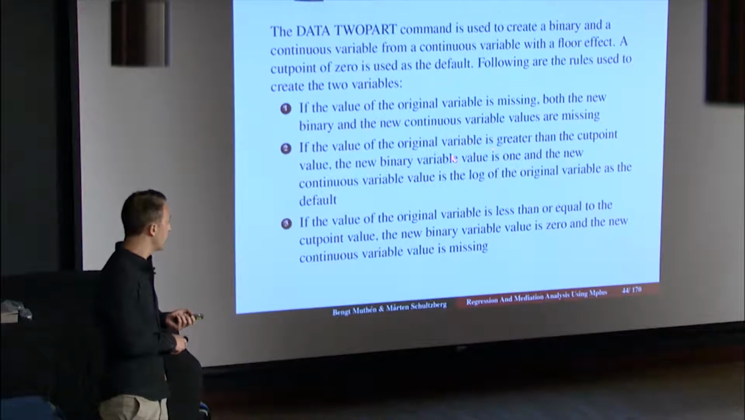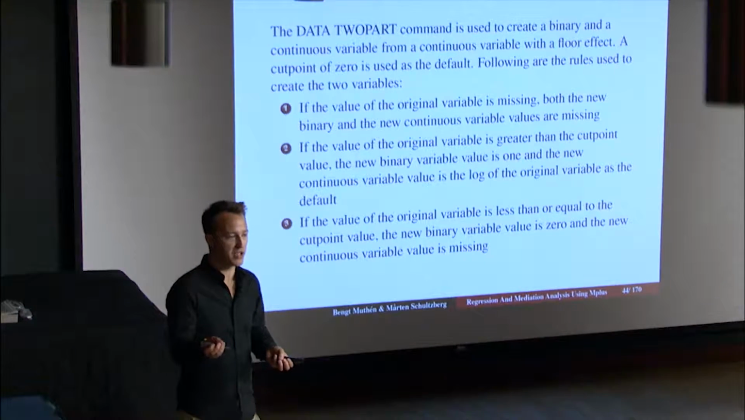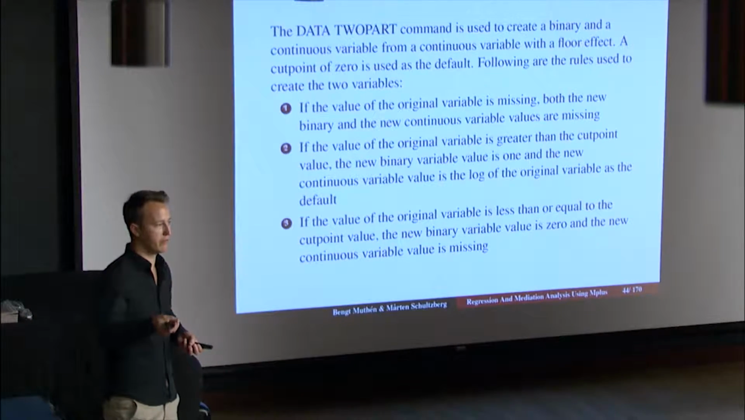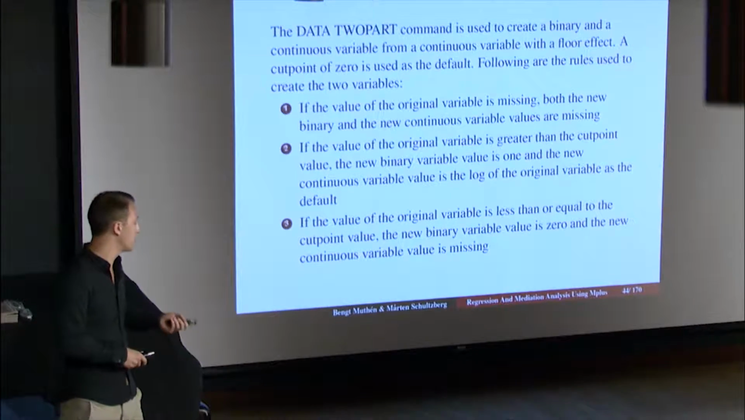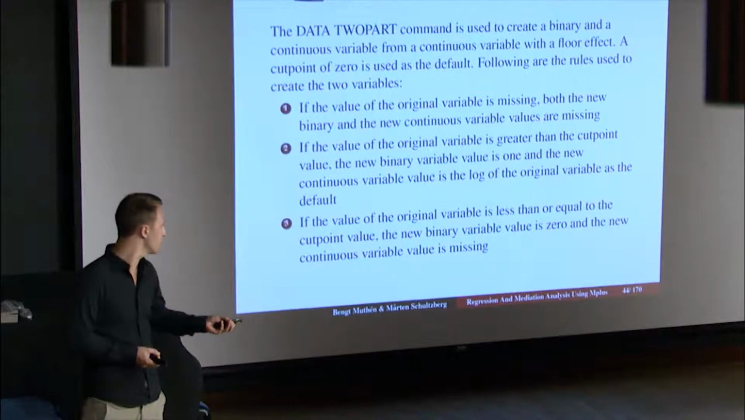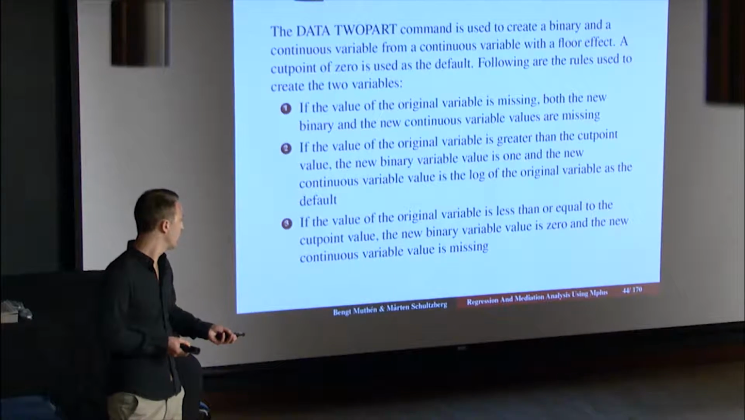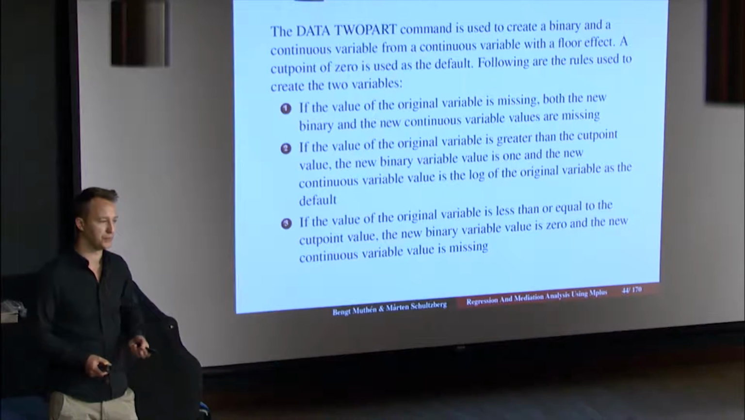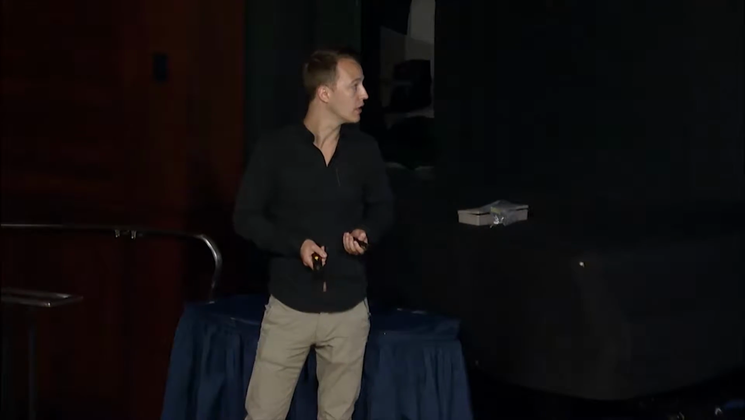So if it's greater than the cut point, then the binary variable is 1, and your positive value is the logarithm of your original value, so the logarithm of the amount of drinking. And if the original variable is less than or equal to the cut point, so if it's 0 in this case, then the new binary variable will be 0. You're not above the threshold, and the continuous variable will just be a missing value. You don't have an observed value for the amount of drinking.